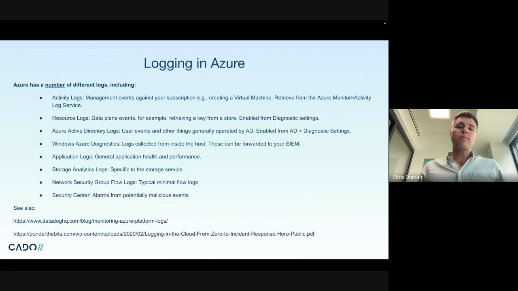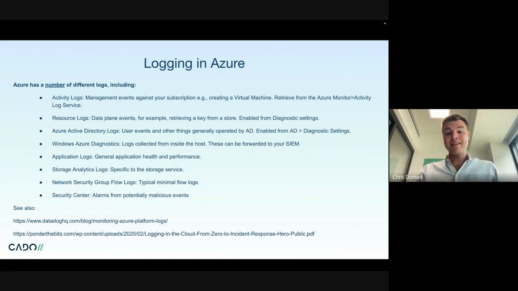There's logging in Azure. Obviously, Azure means many things, so there's not surprisingly a number of different logs. Activity logs, what we call management events, for example, starting a virtual machine. Resource logs cover the data planes, which you can keep in a store and such. AD logs, diagnostic logs, application logs. That's particularly interesting if you're looking at application breach. Storage analytics, NetFlow, and such. Security Center, you're probably looking at the UI rather than the logs themselves.